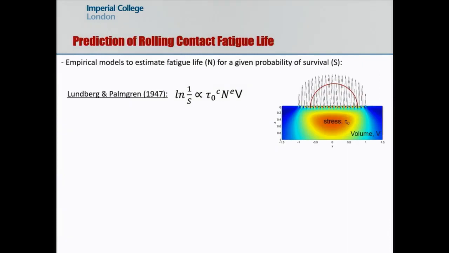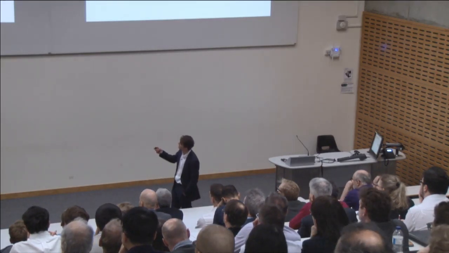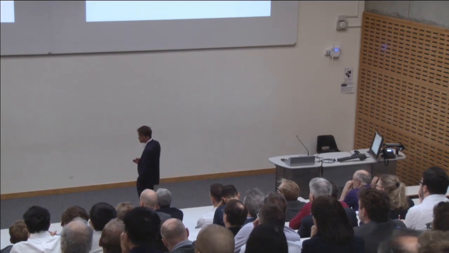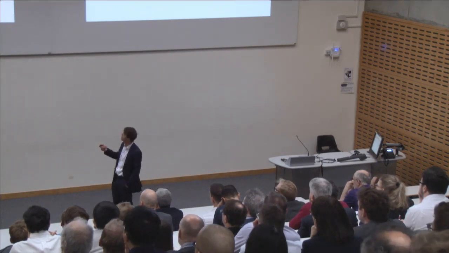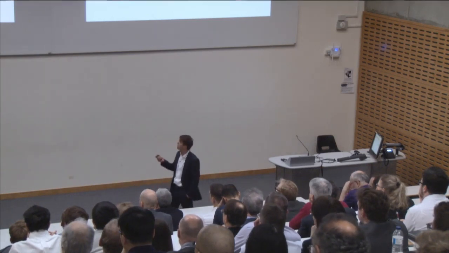So how do we deal with this? In that particular example of a helicopter, one of the solutions was to decrease the servicing and inspection intervals. To do that, what they've done is use some old equations to predict the probability of failure, ln 1 over S, related to the stress in the subsurface to some power c. c is a very large power, 9 to 12, so very stress sensitive. Life to the power e, where e is the Weibull slope, and times the stressed volume.